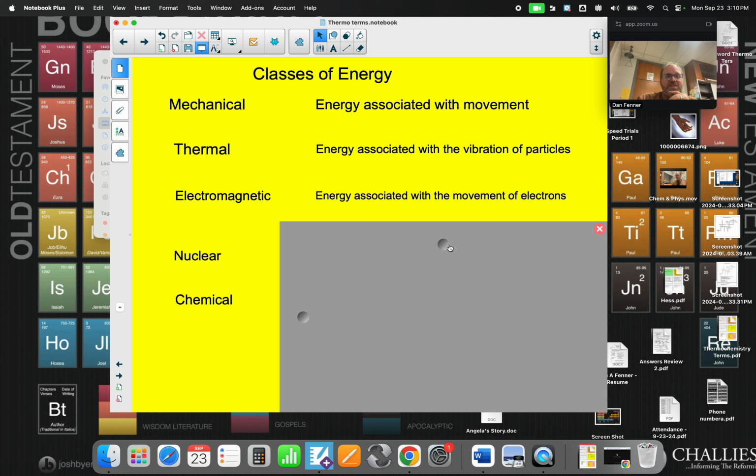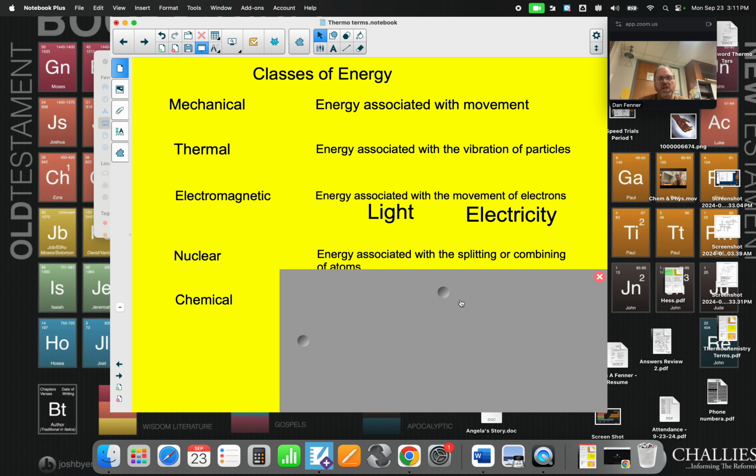Electromagnetic is energy associated with moving electrons. That would either be light or that would be electricity. Okay, so those are 2 different ways we can have electromagnetic, either as light or electricity.